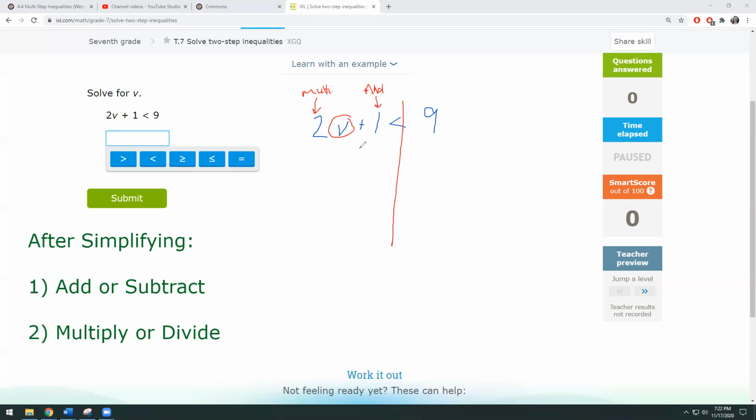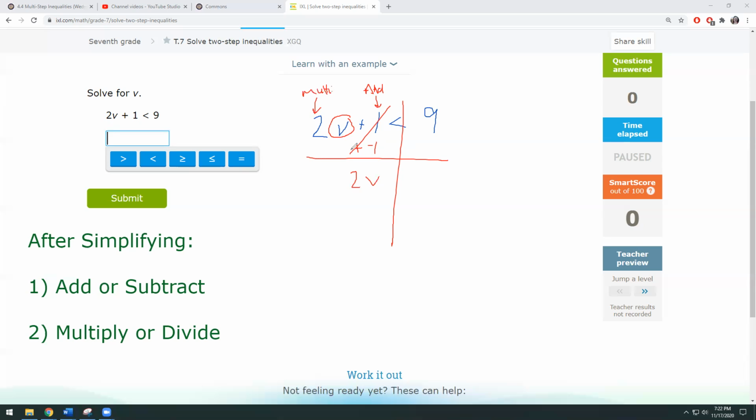I need to do the opposite to kind of undo that. So I'm going to add a negative 1. Because a positive 1 and a negative 1 equals 0. And 2v plus 0 is just 2v.